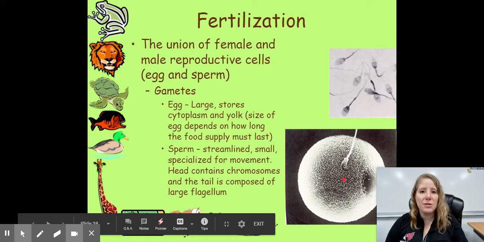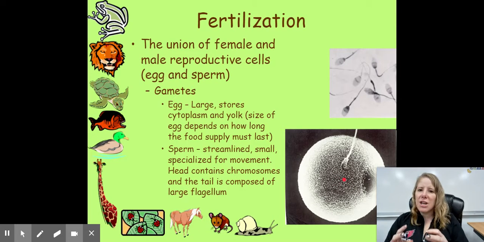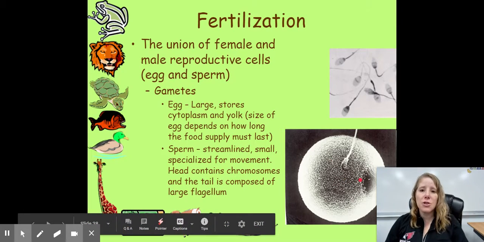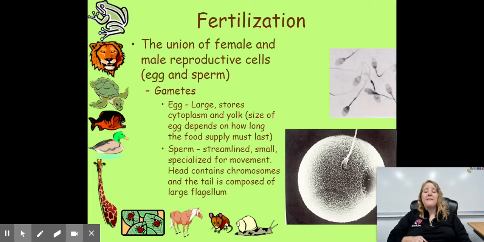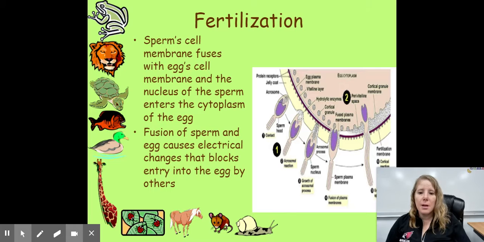And as soon as that happens, it's pretty interesting. Electrical changes happen so that a second sperm or a third sperm can't come in and add their DNA, because that's too much DNA, and that's going to cause a major mutation and probably not a viable pregnancy or birth, offspring.